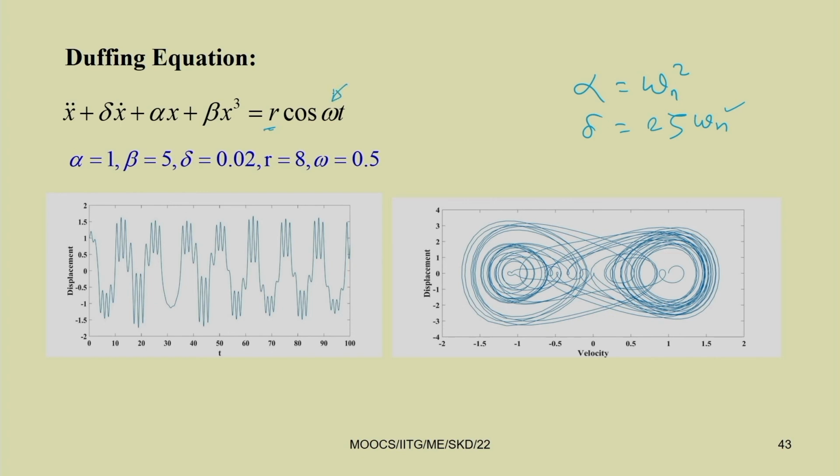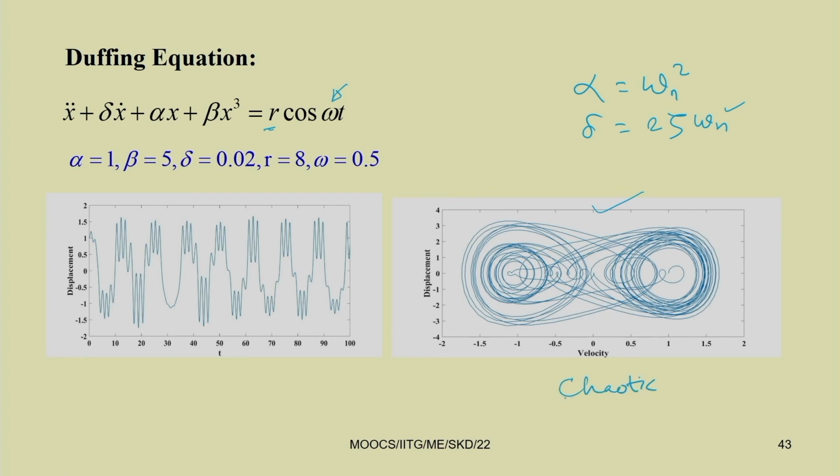So, by taking different system parameters, one can plot the response, that is the displacement x versus t. You just see for alpha equal to 1, that is the coefficient of x equal to 1, beta equal to 5, delta equal to 0.02. So, damping is taken very small, and r equal to 8, omega equal to 0.5. One can easily see the response to be chaotic. One can observe a chaotic response here.